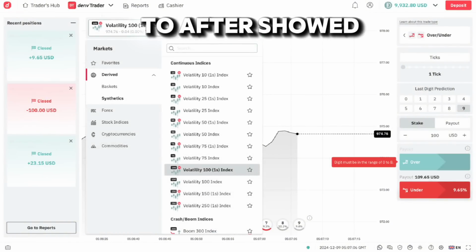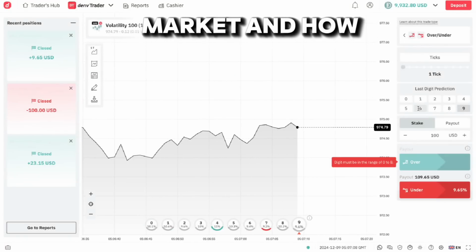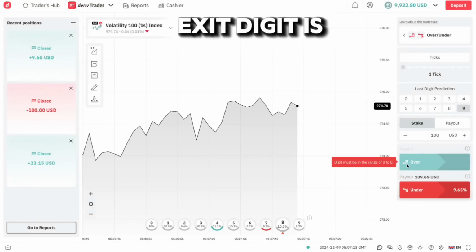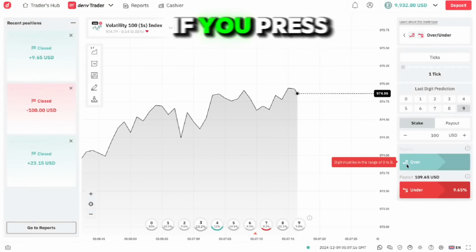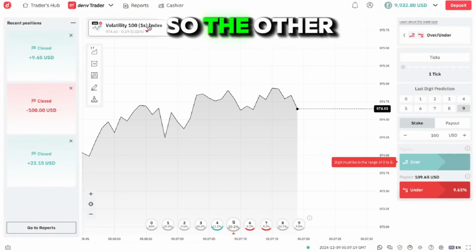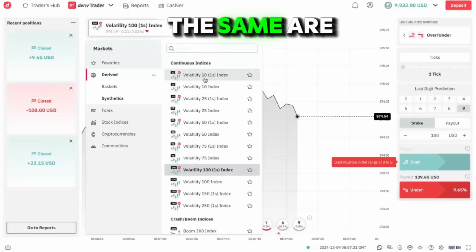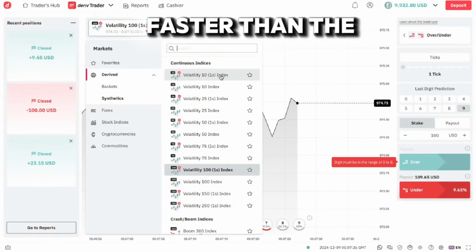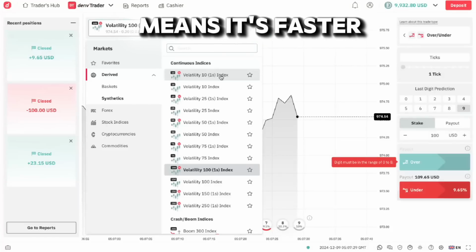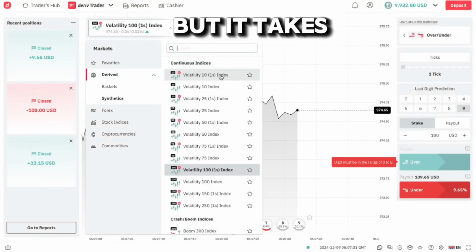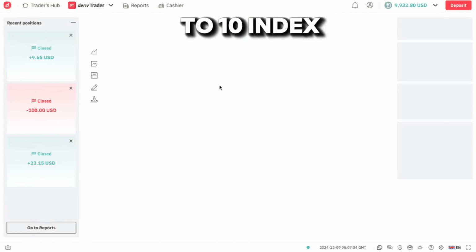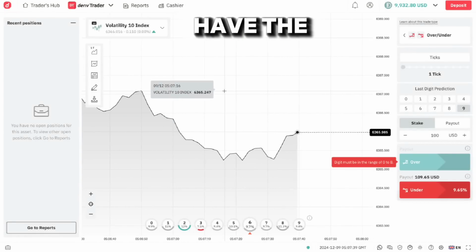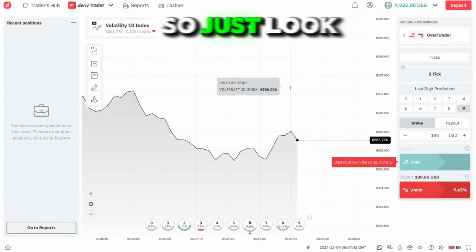Let's go back to the over under market after I showed you how it works. If you press over, make sure the exit digit is above the digit you pressed. If you press under, it must be under. The other markets that you could trade on the same are from 10-1S. What 1S means is it's a bit faster than the other markets. 10-1S means it's faster. It takes 1 second. If you go to 10 index, you will notice the difference in execution because this doesn't have the 1 second ticker. So just look at it.